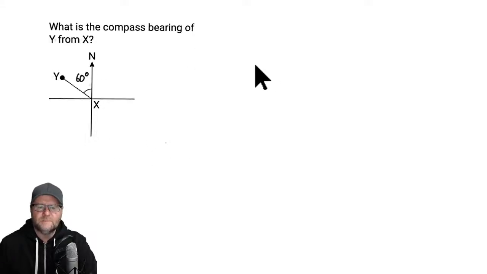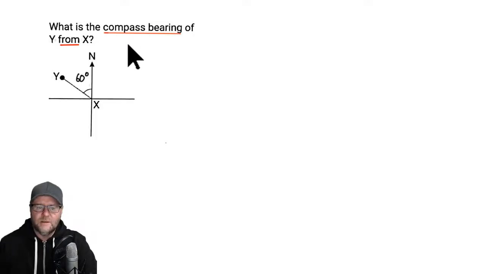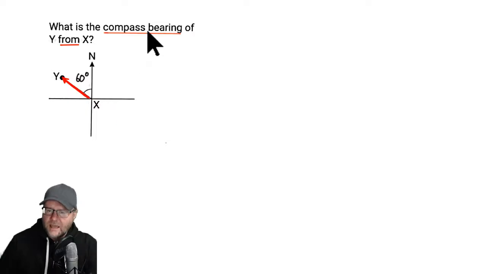What is the compass bearing? Underline the important parts here. It's a compass bearing, and it's Y from X. So if I start at X and draw a line that goes out to Y, going from X out to Y, that's what this line is here. It's X going out to Y, because it's going from X. I want to know the bearing of that line, but a compass bearing.